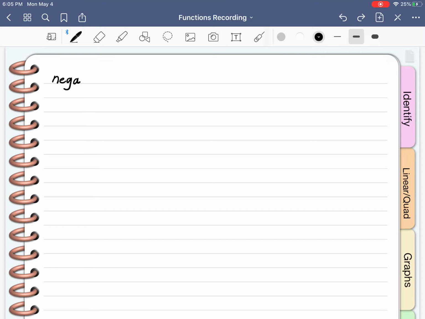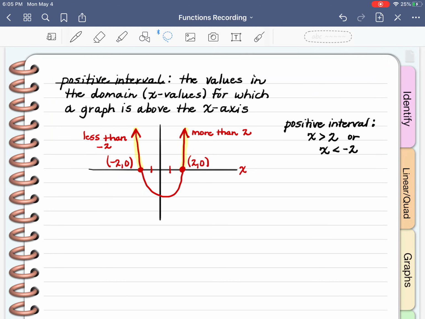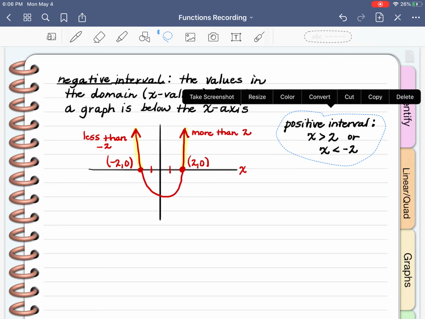And I'll tell you what, just to reiterate how very similar these are, I'm just going to change out my wording. So this is the negative interval, or the negative section. It is the values in the domain for which the graph is below the x-axis. And we already defined our positive interval. That was on the last one.